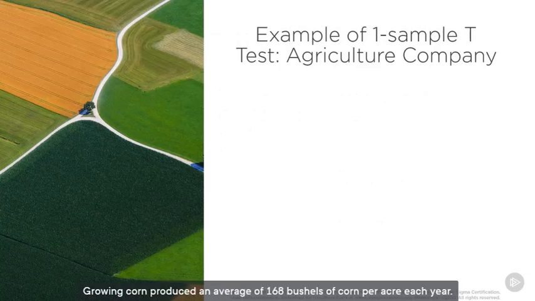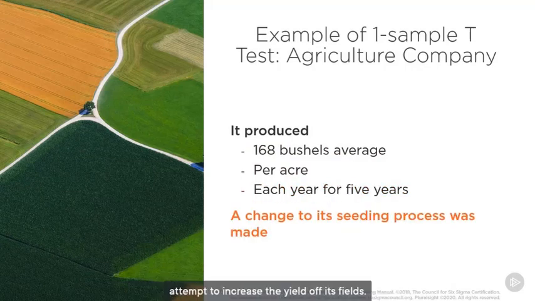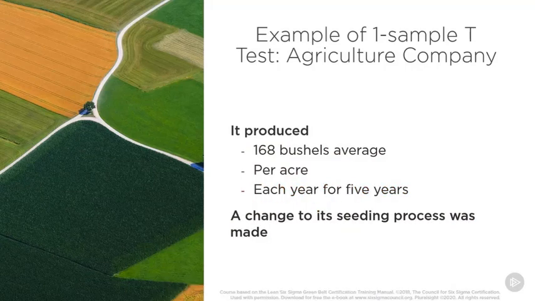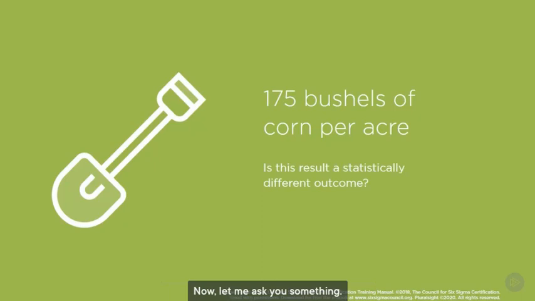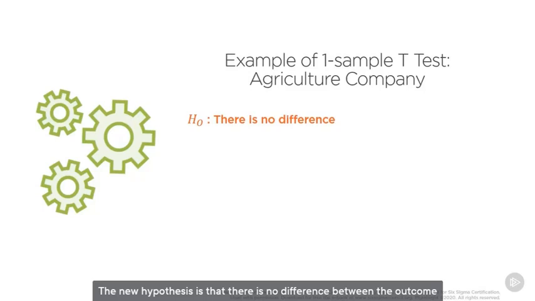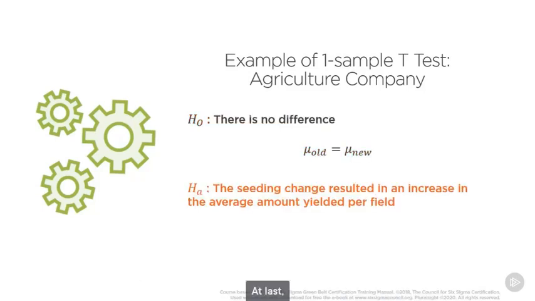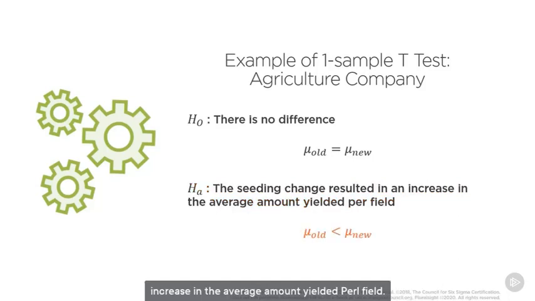An agriculture company growing corn produced an average of 168 bushels of corn per acre each year for 5 years. The company made a change to its seeding process in an attempt to increase the yield of its fields. The harvest following the seed change resulted in an average of 175 bushels of corn per acre each year. Now let me ask you something. Did the seeding change result in a statistically different outcome in yield per acre? The null hypothesis is that there is no difference between the outcome after the seeding change and the outcome before it. At last, the alternative hypothesis states that the seeding change resulted in an increase in the average amount yielded per field. And here it is.